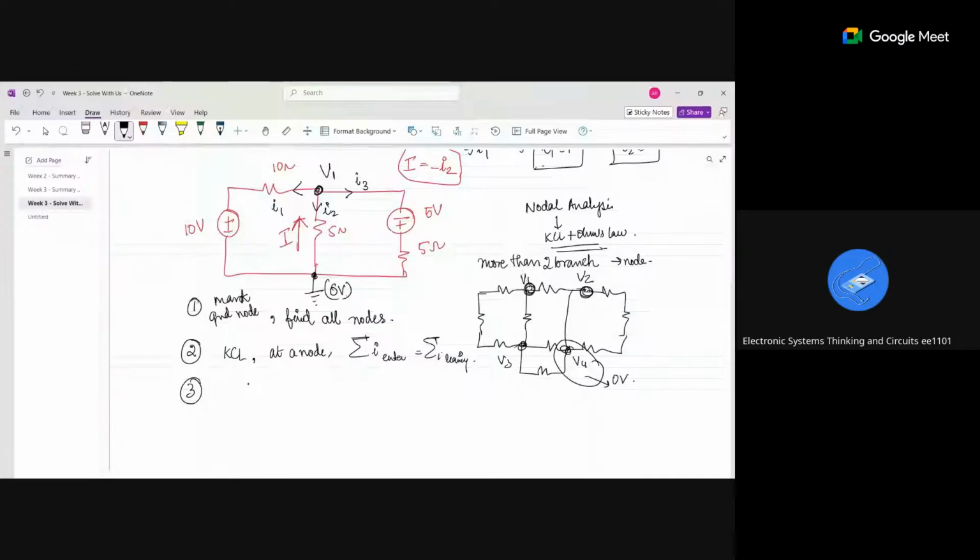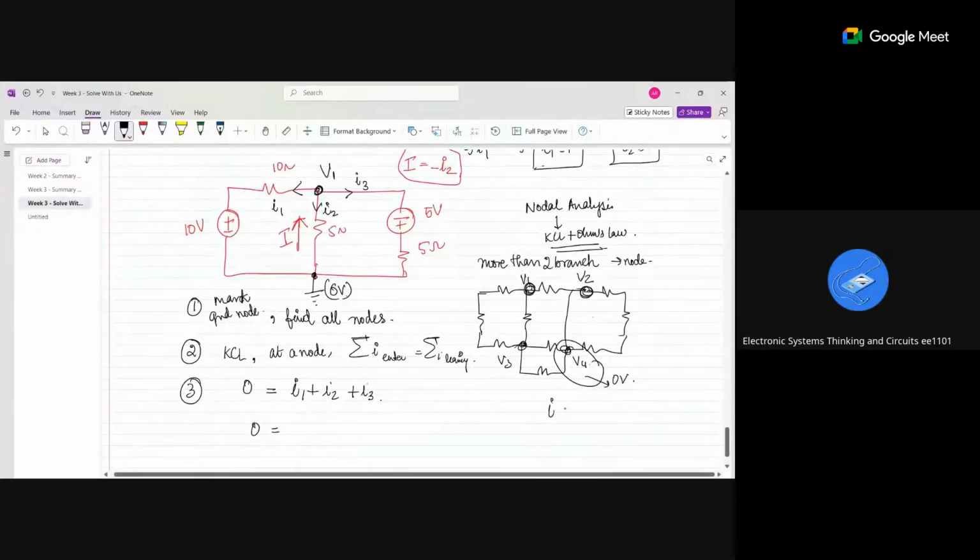Here there is no current entering. So 0 is equal to I1 plus I2 plus I3. Now I will apply my Ohm's law. What does Ohm's law say? I is equal to V by R, where V is the potential difference divided by resistance.